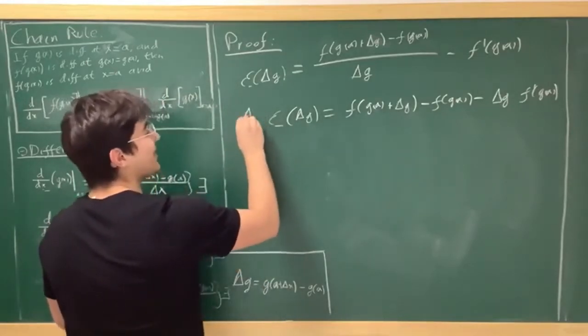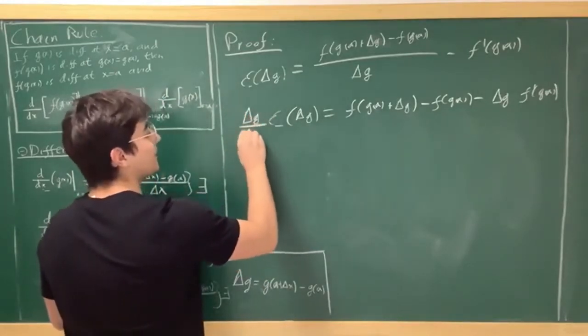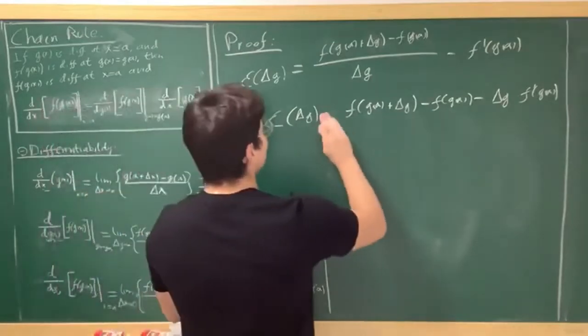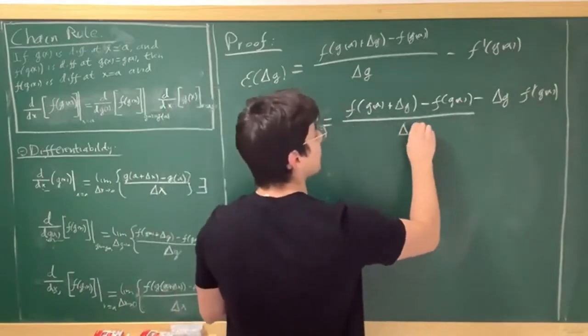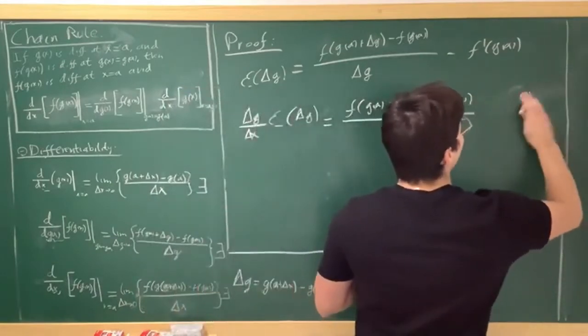And just to write less, I am going to do it here. We divide this by the increment in x, we divide this by my increment in x, and we divide this by my increment in x.